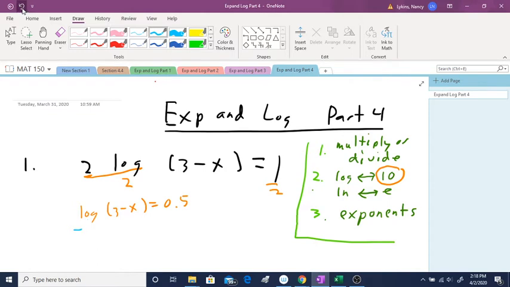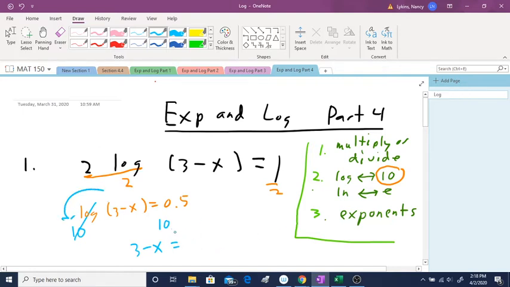Let me erase this. So what did I say is paired up with log? It's 10. So 10 is my base. My log 3 minus x is my exponent. And I'm going to do the same thing with my 0.5. I'm going to make my 10 my base, and 0.5 is my exponent. This frees up because these make a 1. So 3 minus x equals, and this brings down, okay, now the common mistake on this one is 10 times 0.5 is 5. That's not what that is. 10 raised to the 0.5 is what we're looking for, and that should give you 3.1623.